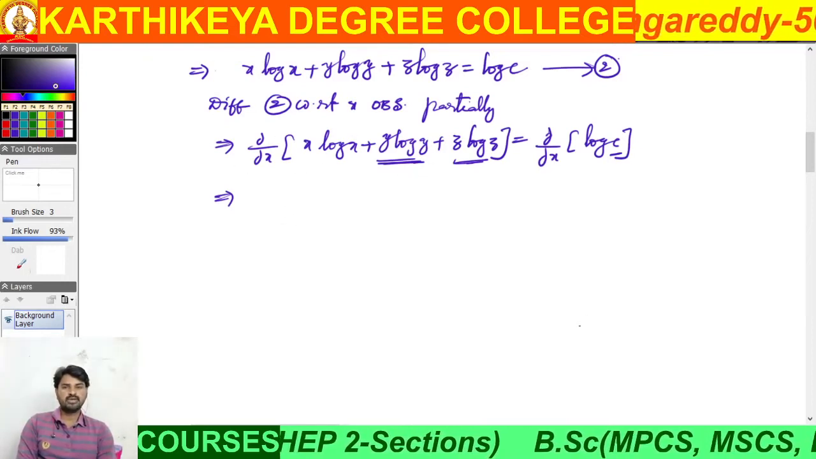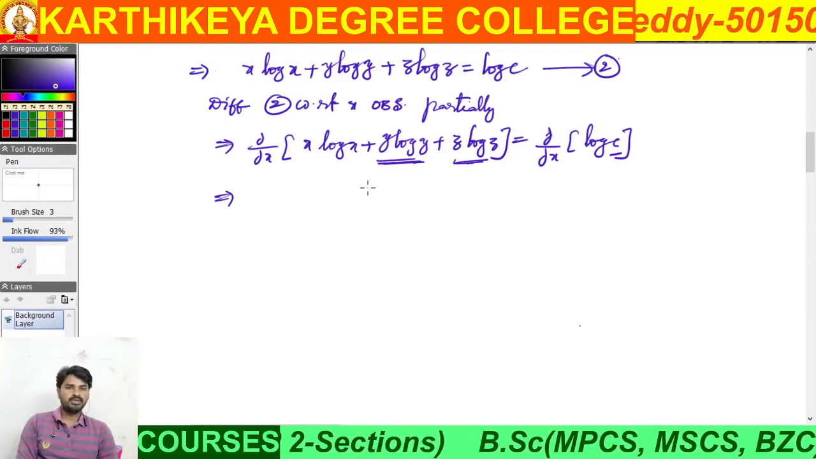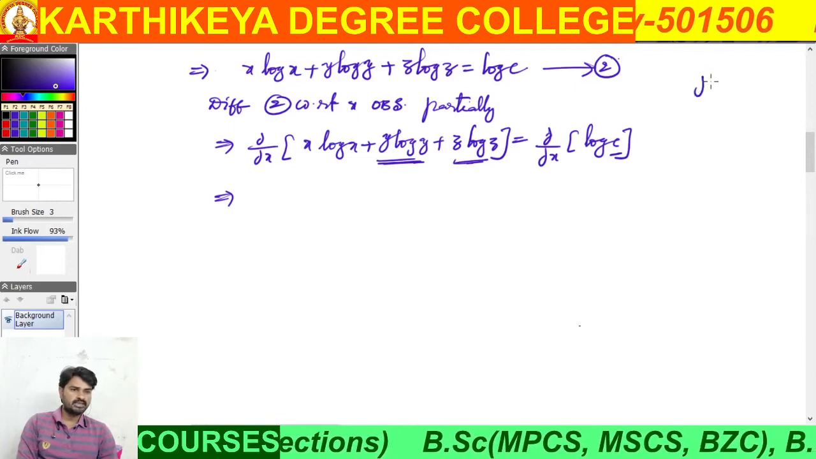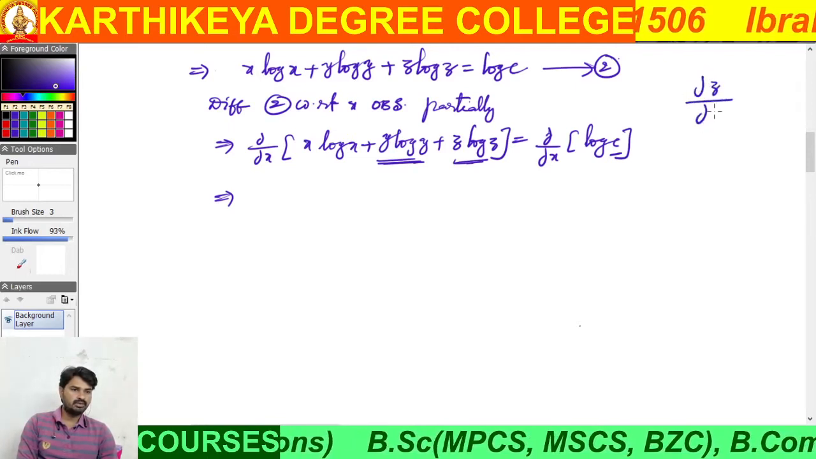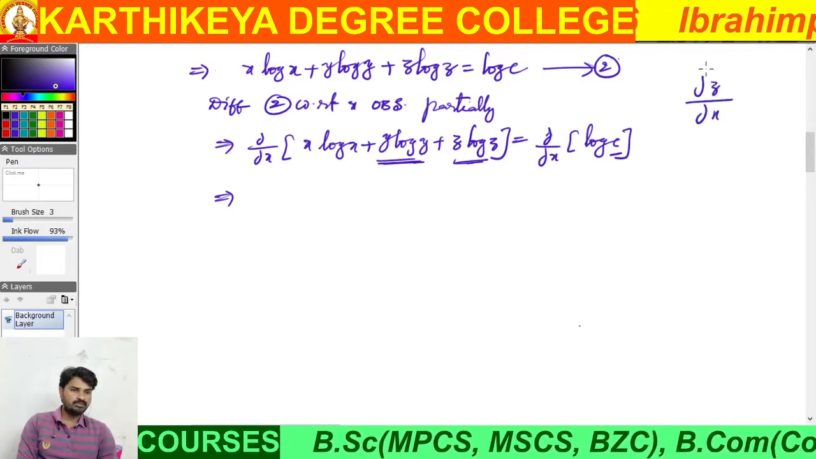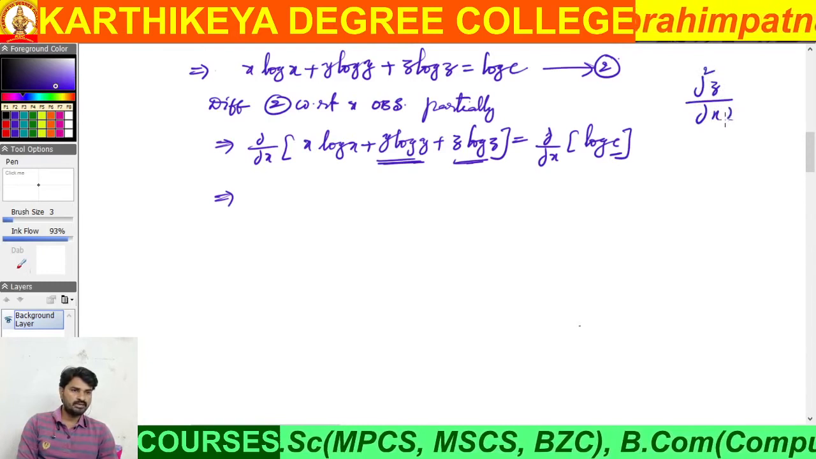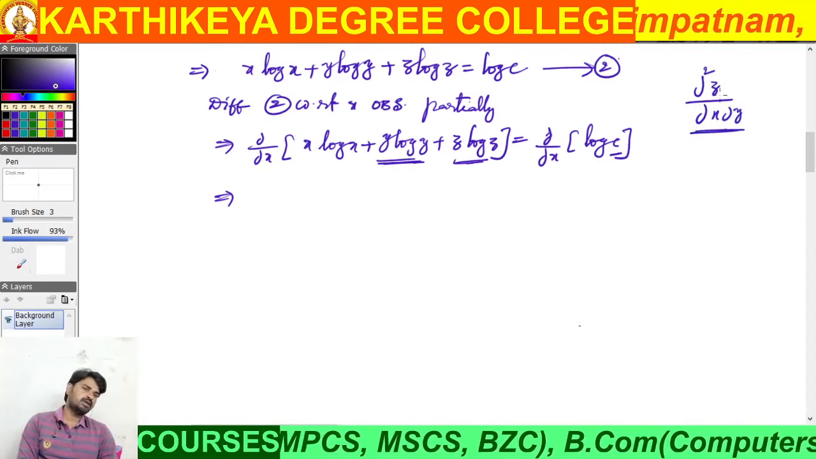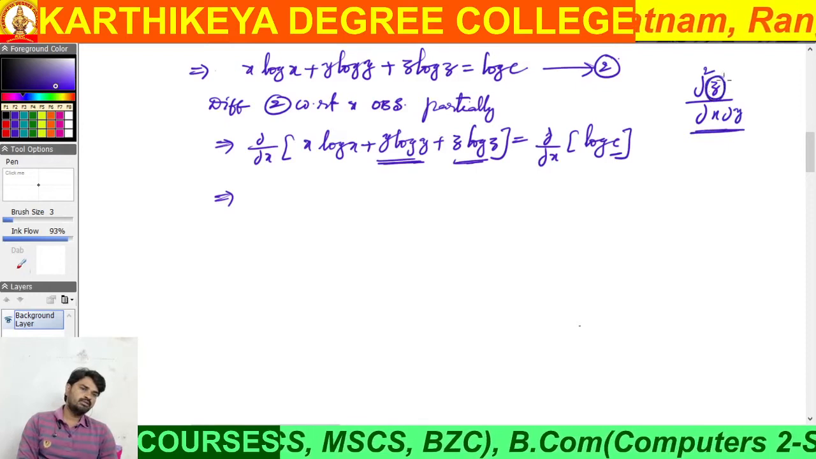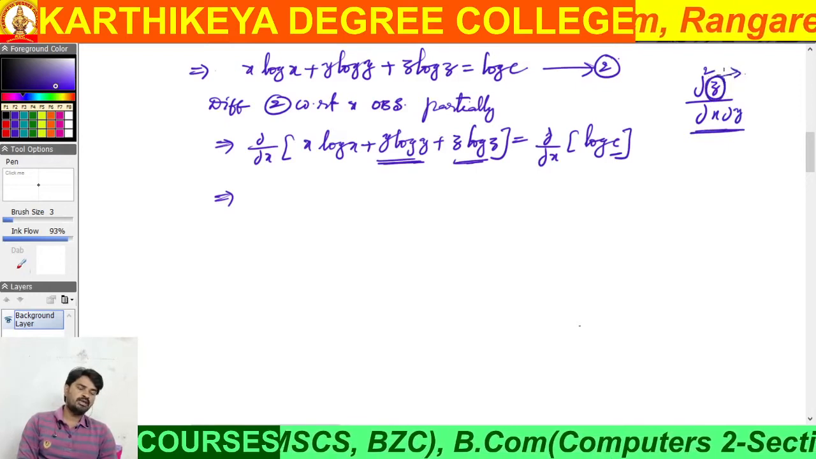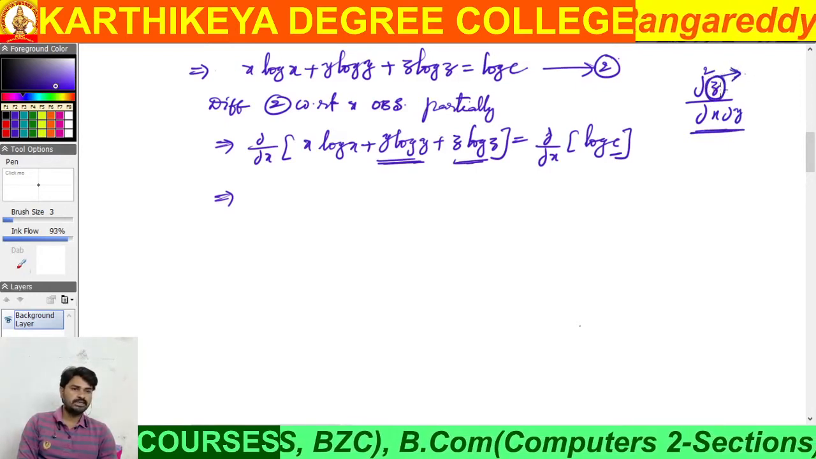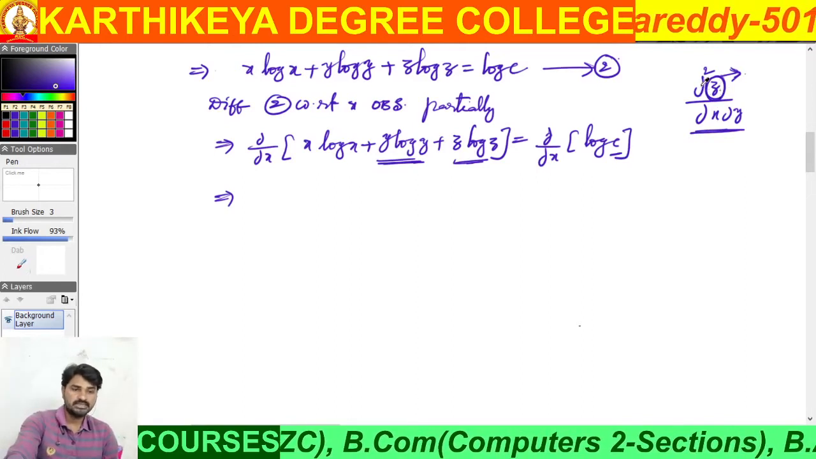You have to remember that we are going to find ∂z/∂x one time, next ∂²z/∂y∂x. Okay, this is what we have to find. Here z is the dependent variable. We are going to differentiate z here. Okay, z is the function here.